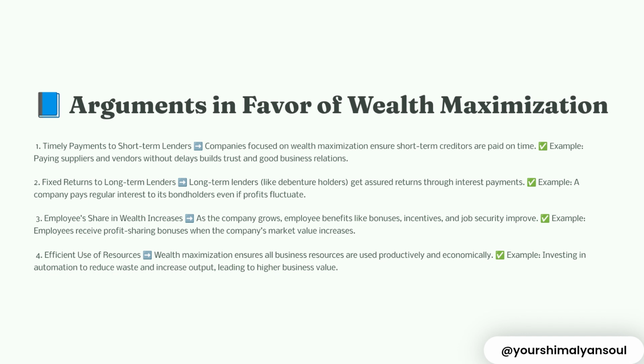4. Efficient use of resources. Wealth maximization ensures all business resources are used productively and economically. Example: investing in automation to reduce waste and increase output, leading to higher business value.